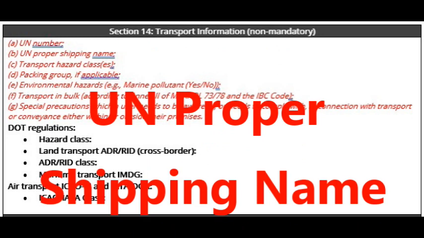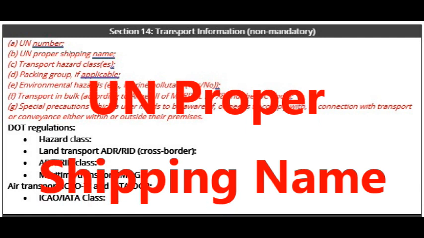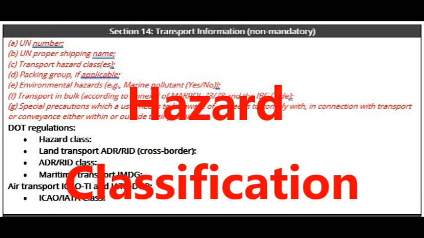The next line is a UN proper shipping name. A proper shipping name is the standard technical name to describe the hazard properties and the composition of dangerous goods. You need to choose a UN number first, and a proper shipping name from the dangerous goods list that can most accurately describe the dangerous goods.